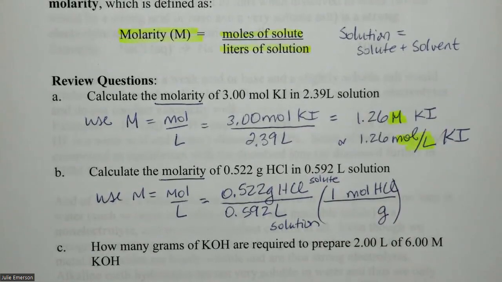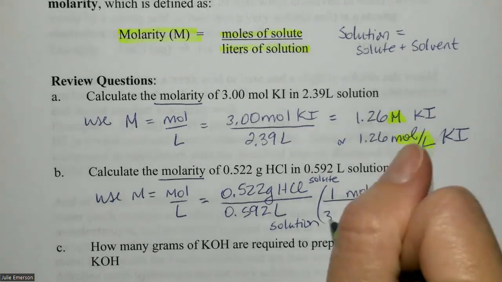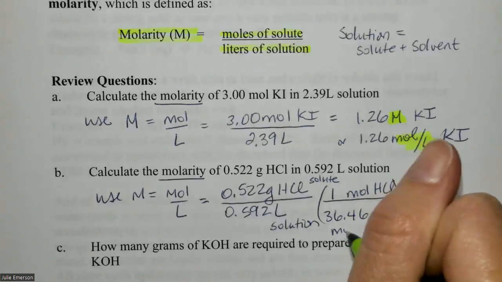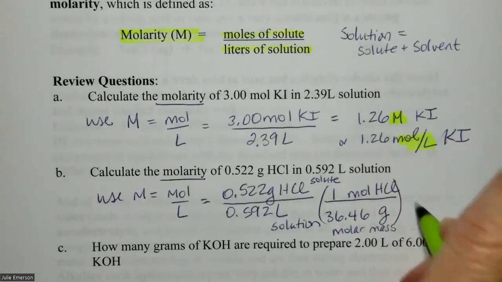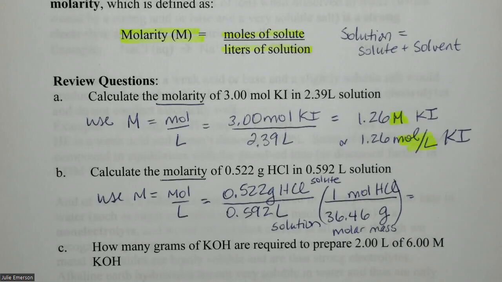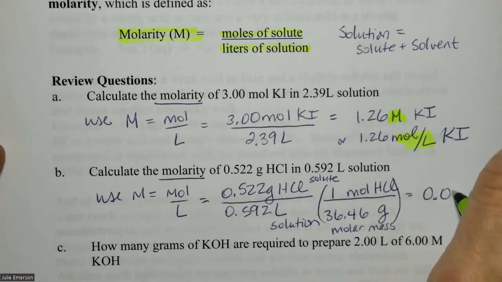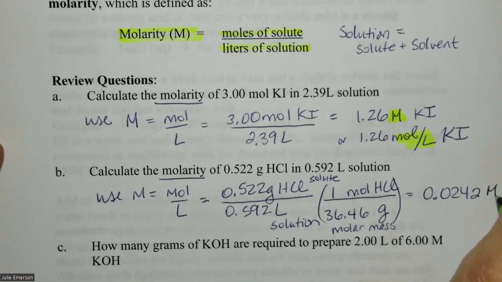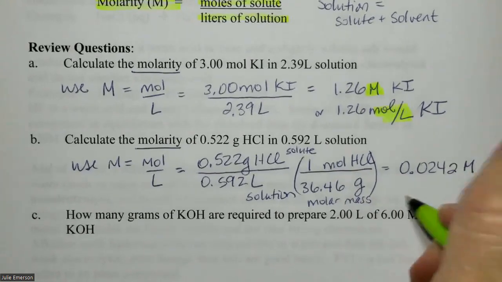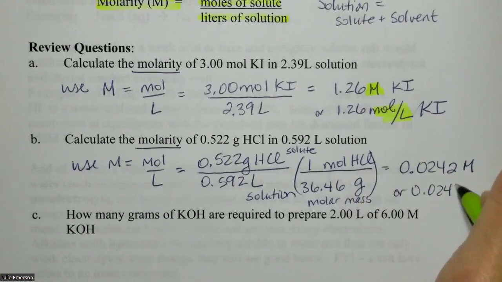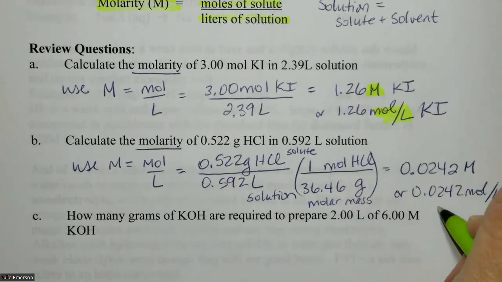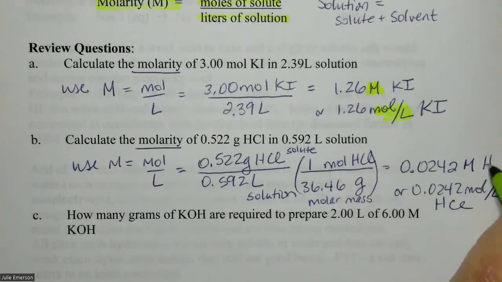So if I add 35.45 for chlorine and 1.01 for hydrogen, I get 36.46 for the molar mass. All right. And again, just coming right from the periodic table. All right, so I'm going to take 0.522 divided by 0.592, and then also divide that by 36.46, and I get, to 3 sig figs, 0.0242. And again, feel free to abbreviate capital M, or 0.0242 mole per liter, and then the HCl as the solute.